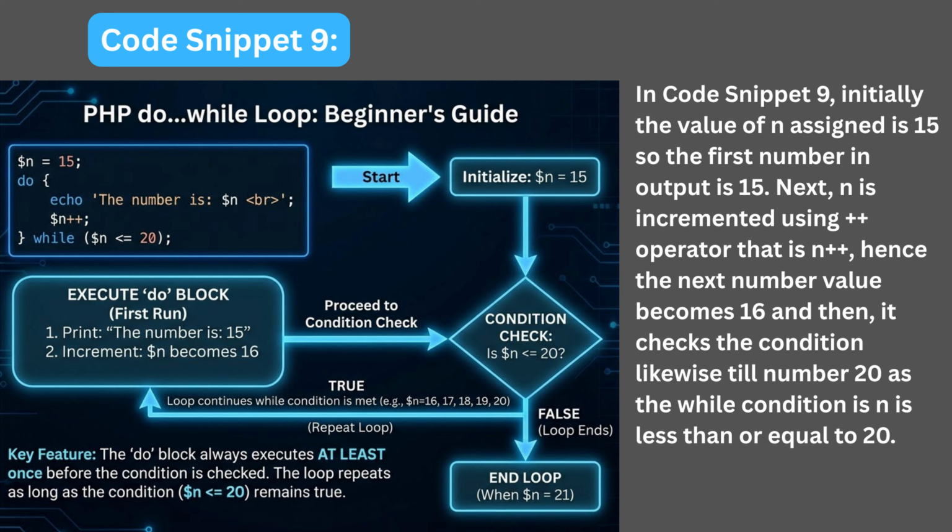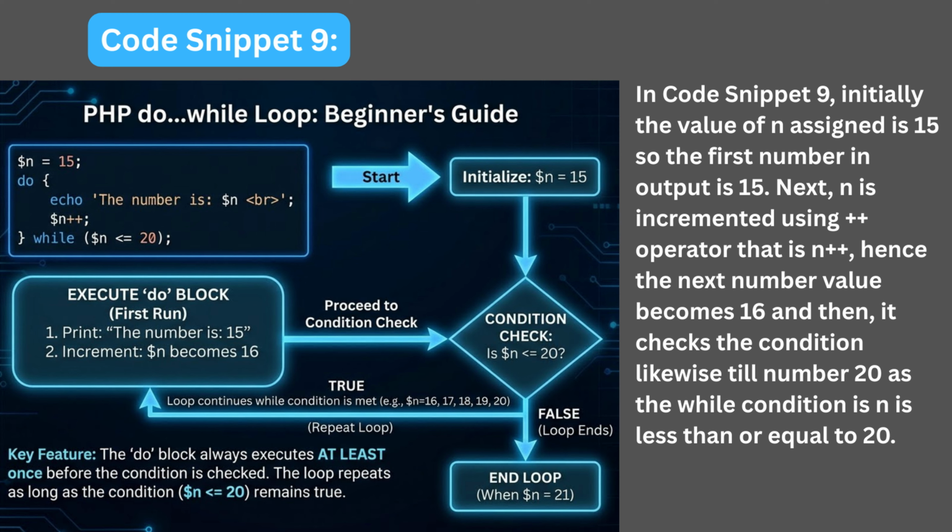After printing this first value, the next step is to update the variable using n++, which increases the value of n by 1. So n becomes 16. Once this increment happens, PHP moves on to the condition check, which is n is less than or equal to 20. Since 16 is less than or equal to 20, the condition is true, so the loop continues.